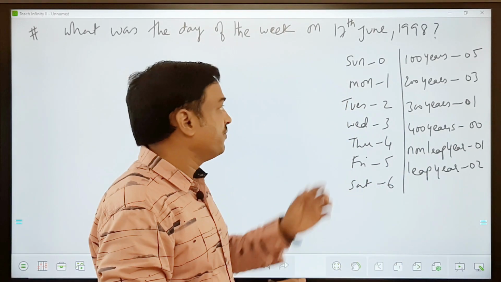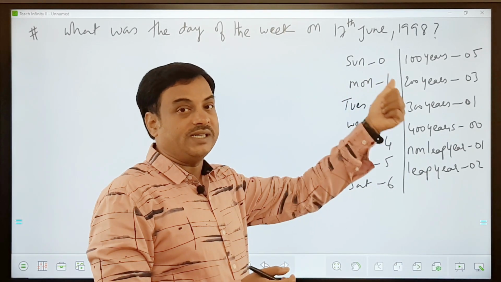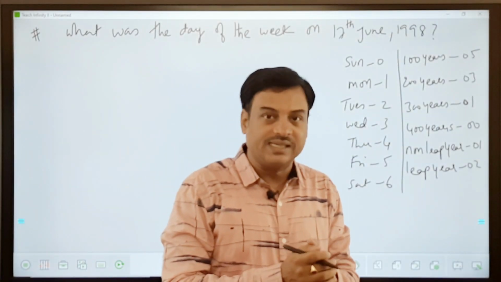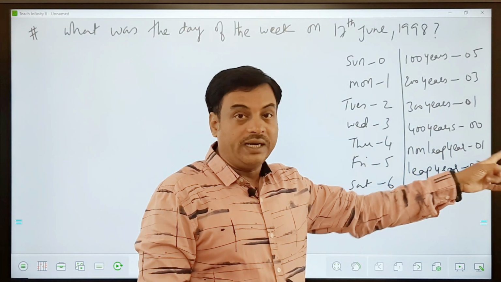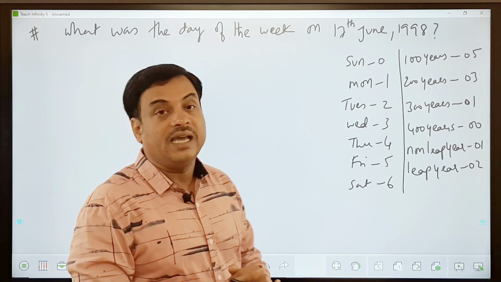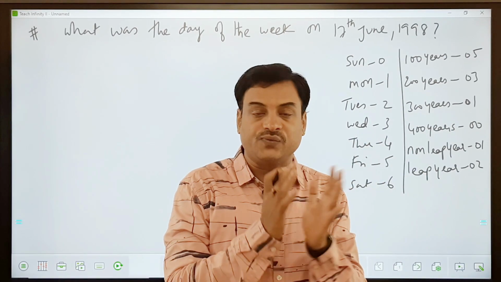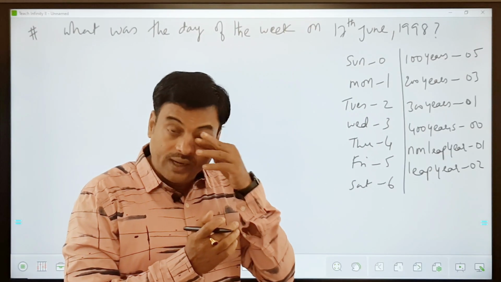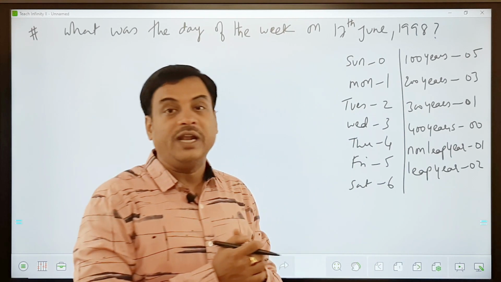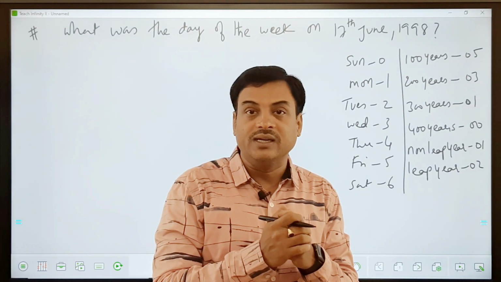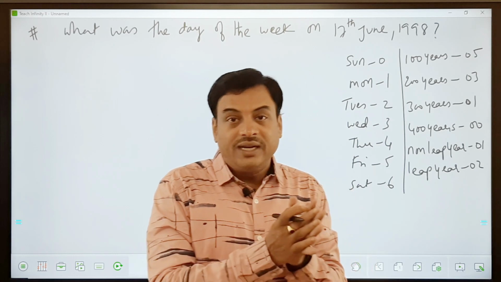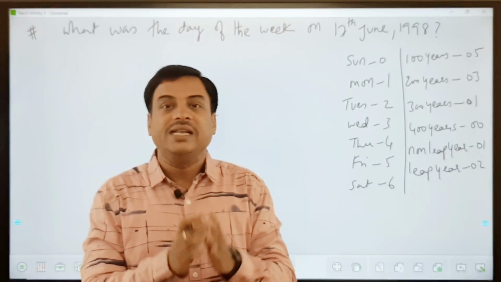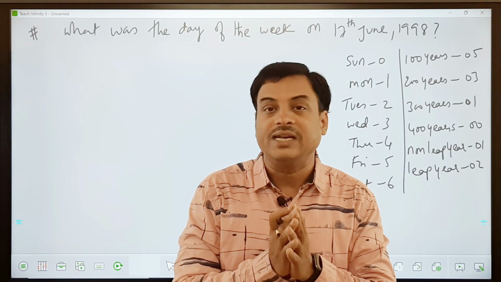You all know this basic stuff, right? Sunday represents 0, Monday represents 1, Tuesday represents 2, Wednesday 3, Thursday 4, Friday 5 and Saturday 6. A non-leap year will have one odd day, a leap year will have two odd days, and every 100 years will have 5 odd days, that is extra days. 200 years will have 3 odd days, 300 years will have 1 odd day, and every 400 years will have 0 odd days. Centurion years like 100, 200, 300 are not leap years, whereas any centurion year which is divisible by 400 is a leap year.